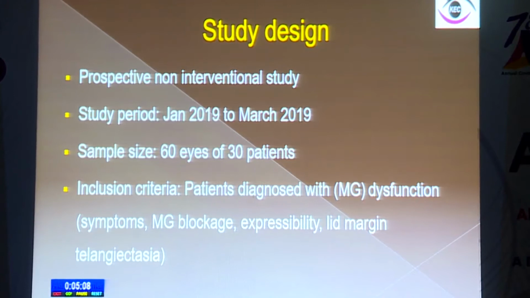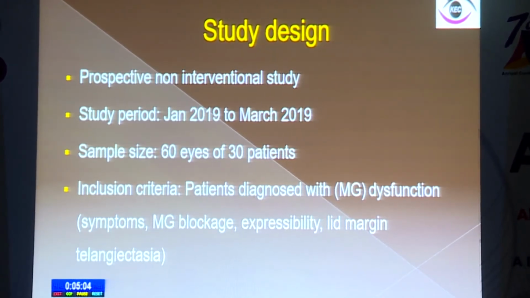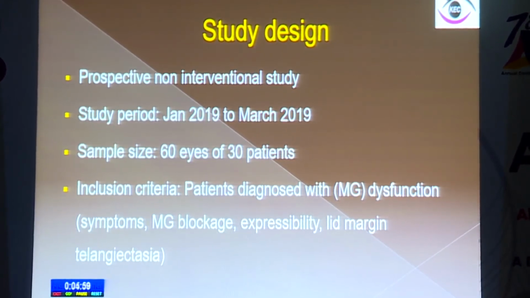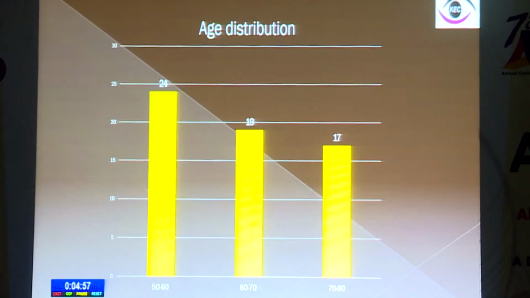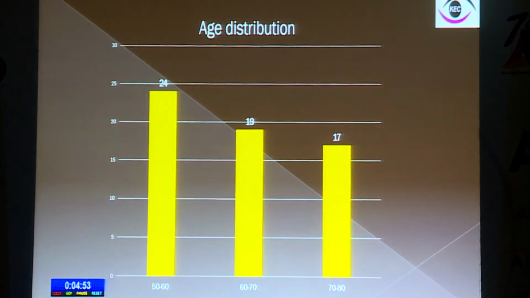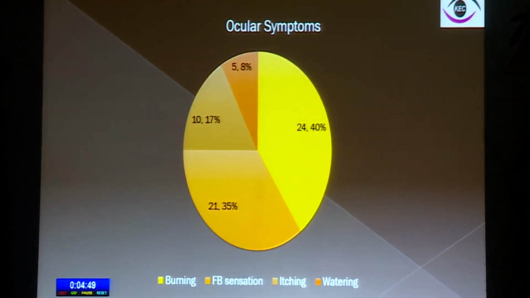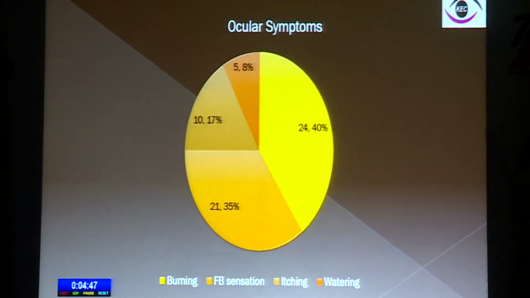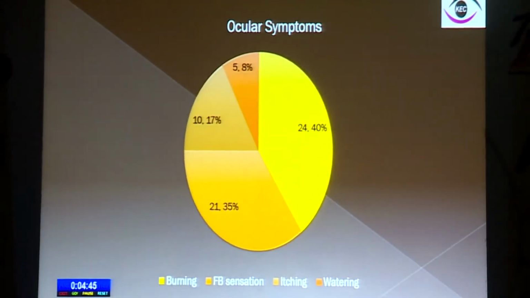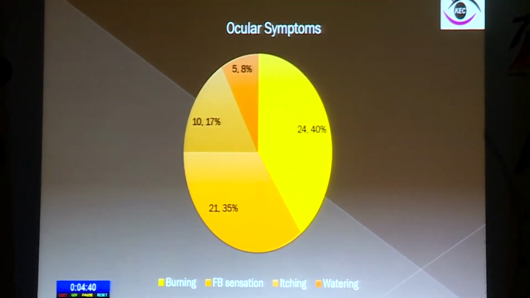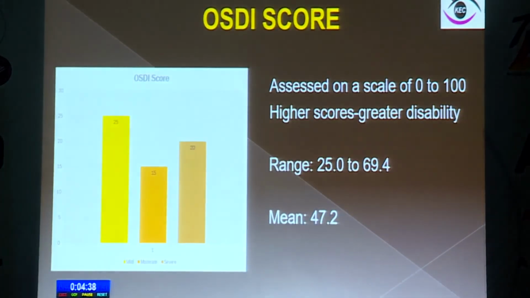Sample size was 60 eyes of 30 patients diagnosed with meibomian gland dysfunction, which includes symptoms, meibomian gland blockage, expressibility, and lid margin telangiectasia. This was the age group, majority between 50 to 60, and up to 80 age group was included in the study. Most of the patients presented with burning, foreign body sensation, and itching was seen in some amount of patients, and reflex tearing in 5.8% of the patients.